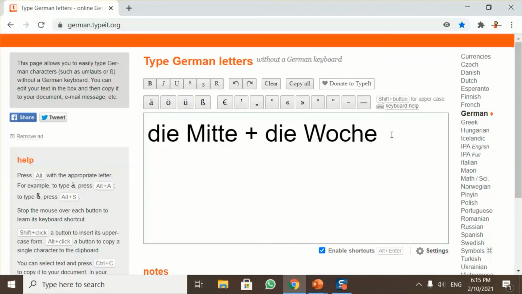So, theoretically, the article for this day should be die Mittwoch. But do note that Mittwoch is after all a day, and a day in German is der Tag. So therefore, Mittwoch will have the article der like all other days as well.